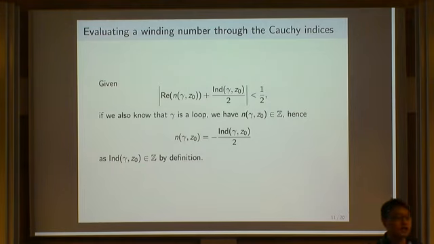Furthermore, if we also know that the path is a loop, we can even evaluate this winding number. The winding number of gamma about z0 can be evaluated using the Cauchy index of gamma about z0. This is because gamma is a loop, so the winding number is an integer, and by definition this Cauchy index is an integer as well. Combined with this inequality, we can then do this evaluation.